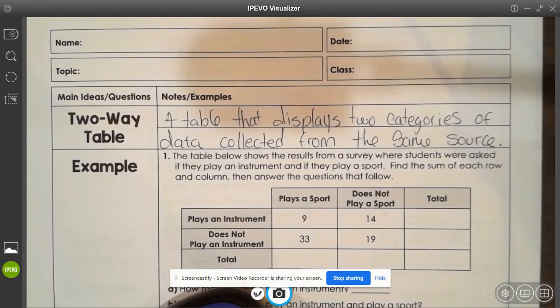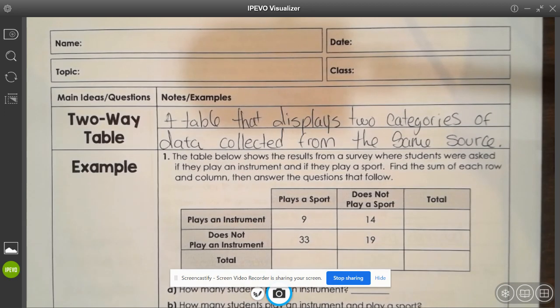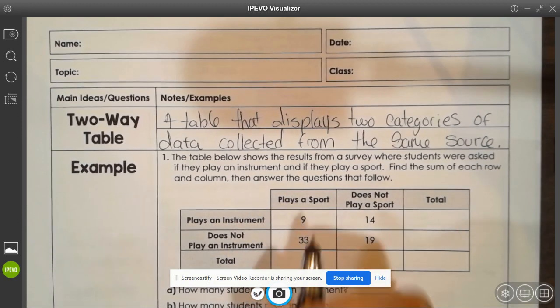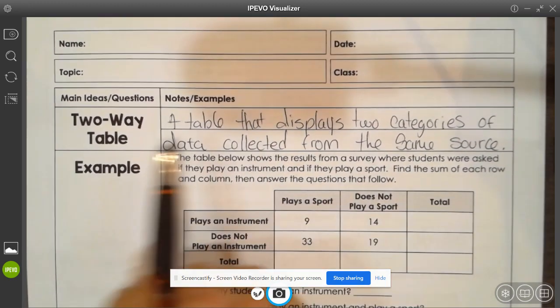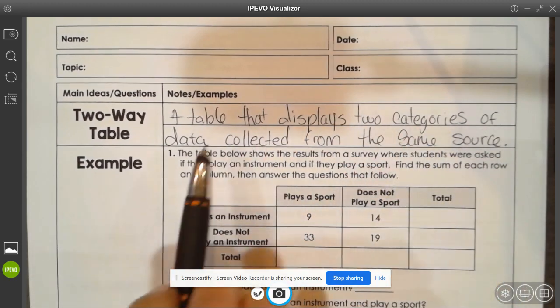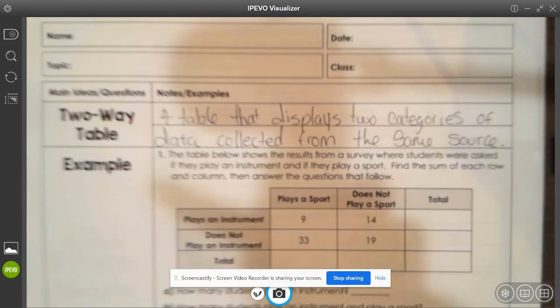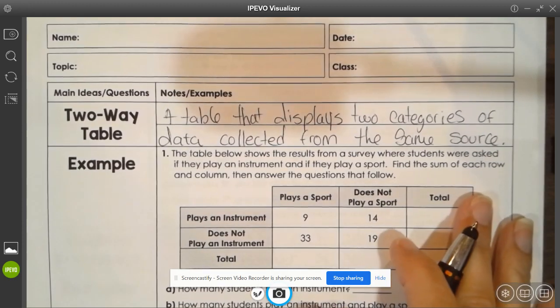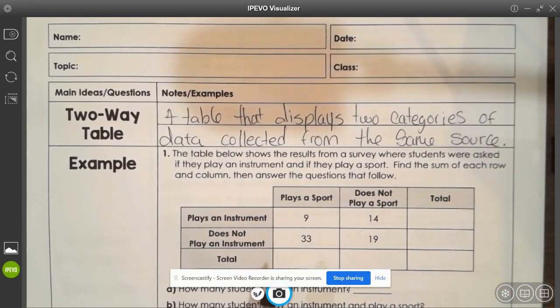All right, students. So today, this week, we're going to learn about two-way tables. Two-way tables and relative frequency. So the first thing is two-way tables: a table that displays two categories of data collected from the same source. All right. So what does that mean?